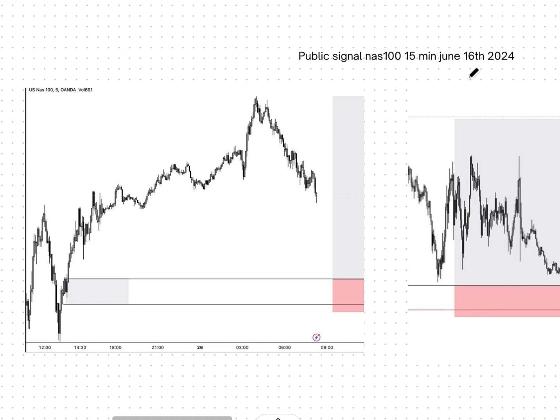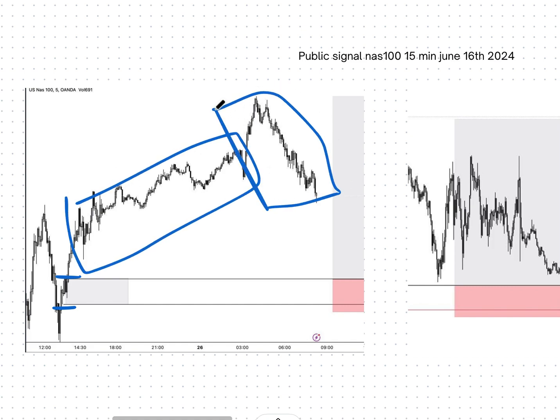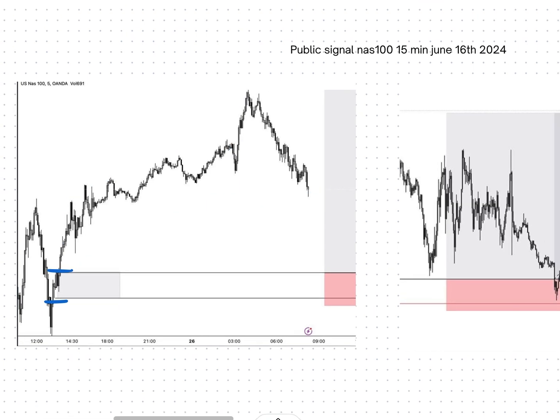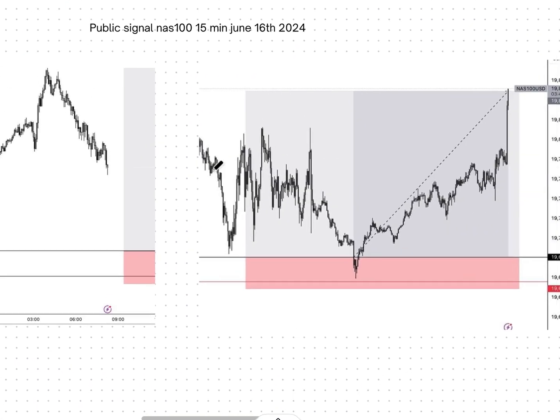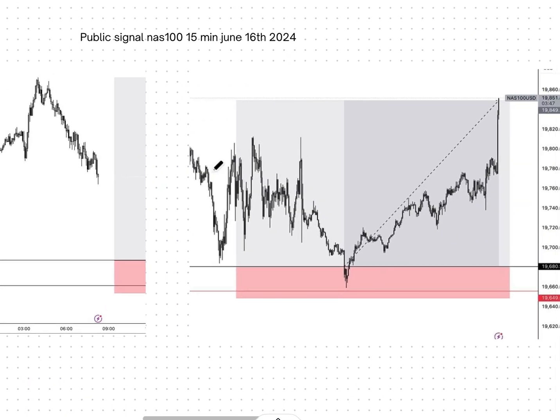This is NAS 100. We have rally, base, rally. All of this wicky price action just is telling us that it's fair value. There's equal buyers and sellers. If there was more buyers, the market would just go up. If there was more sellers, the market would go down. But these random sporadic movements are the result of relatively equal buyers and sellers.